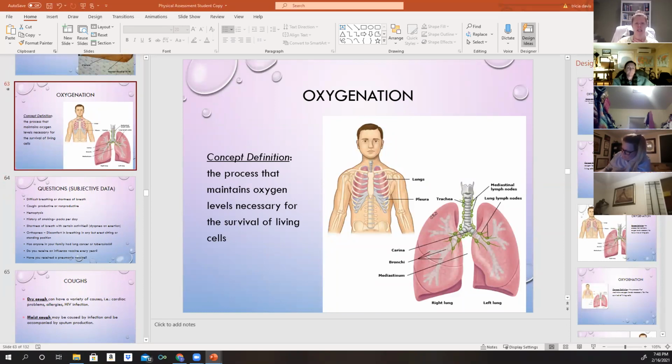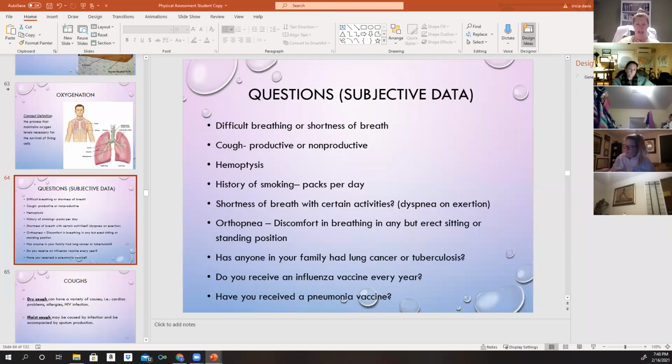All right, oxygenation. It's the process that maintains oxygen levels necessary for the survival of the living cells and humans.